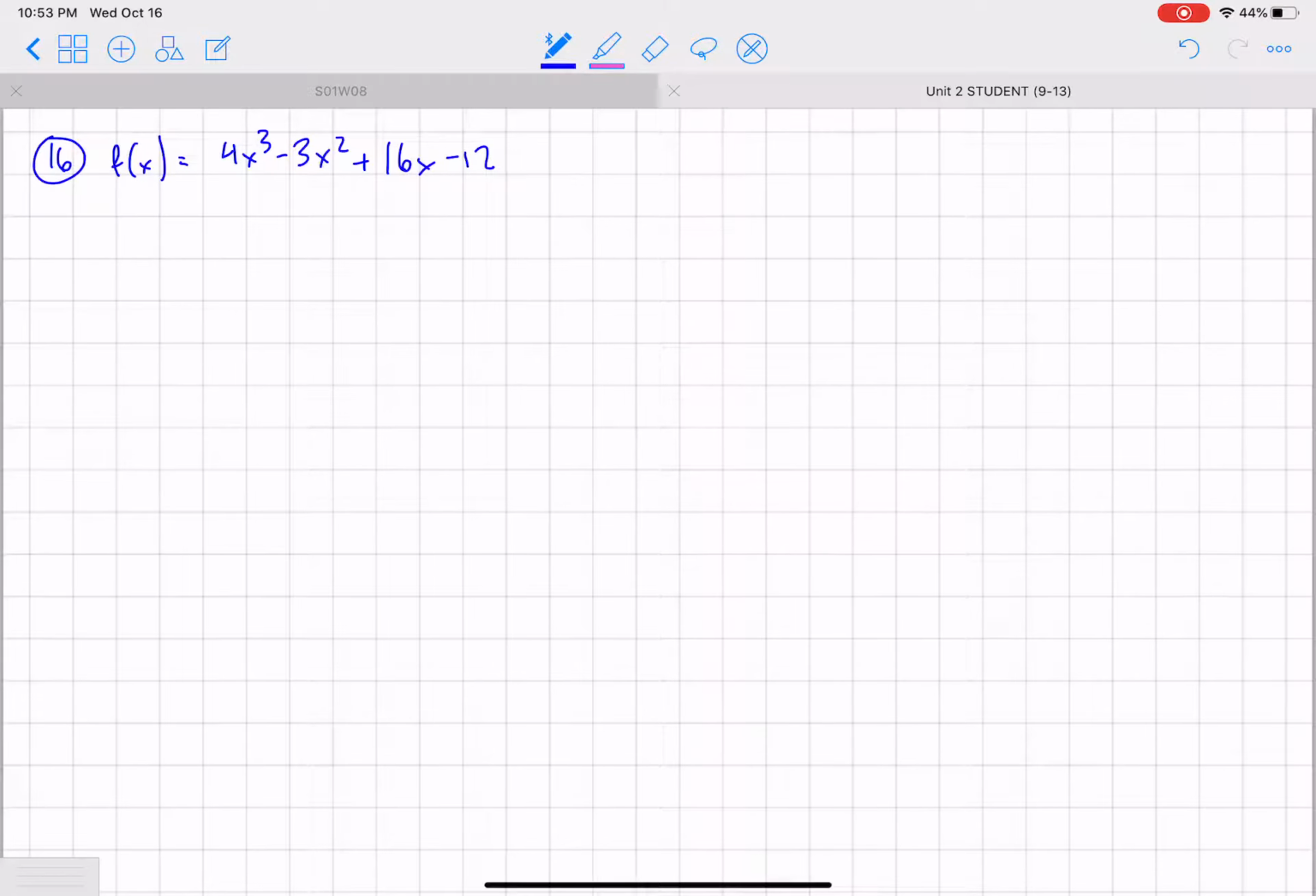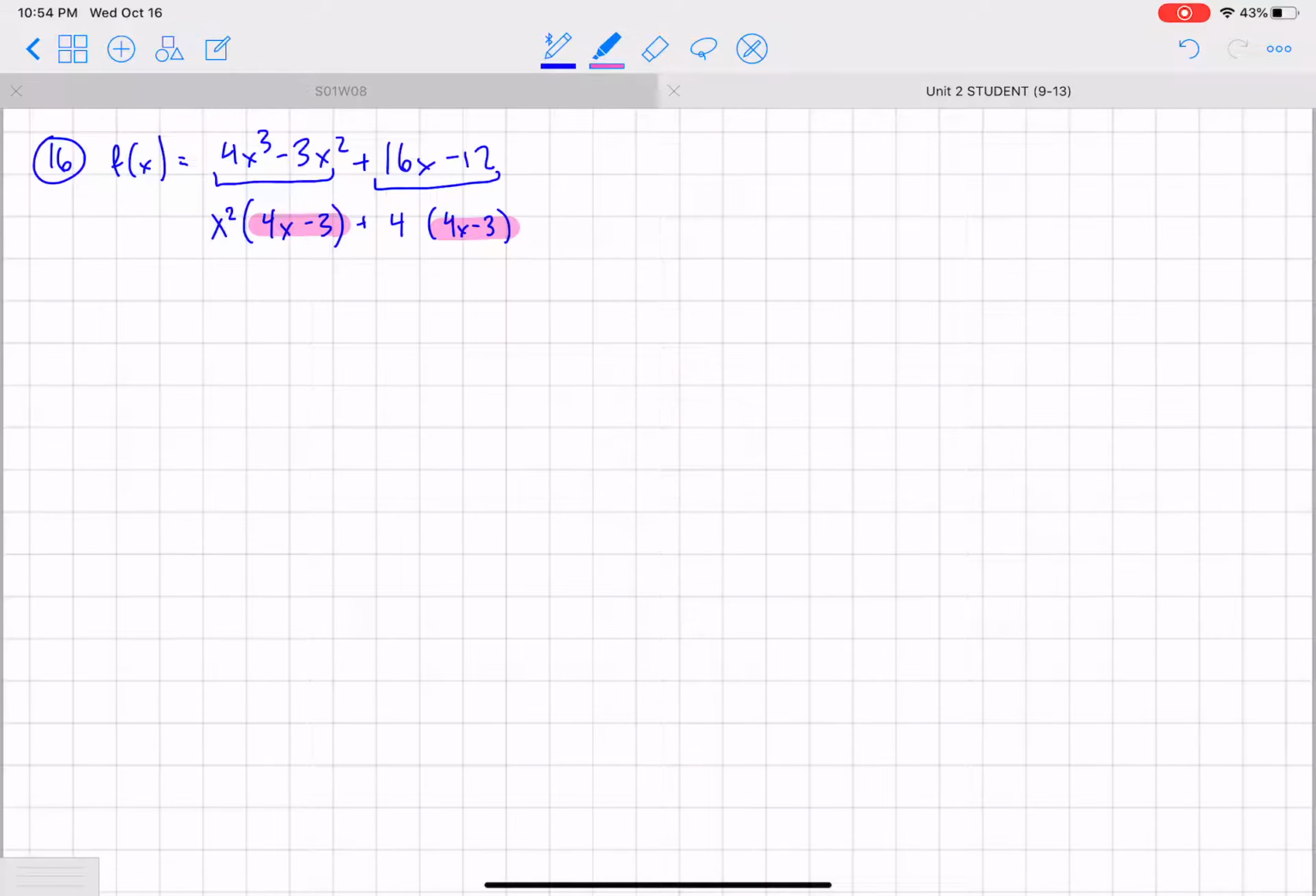So in our book, it said first try to group them up and see if you can take out anything from each. So if I look at those first two terms, I can't take out any coefficients, but I can take out an x squared, and I'm left with just this. The last two terms, we have 16x and minus 12. We can take 4 out of each, and we're left with 4x minus 3.